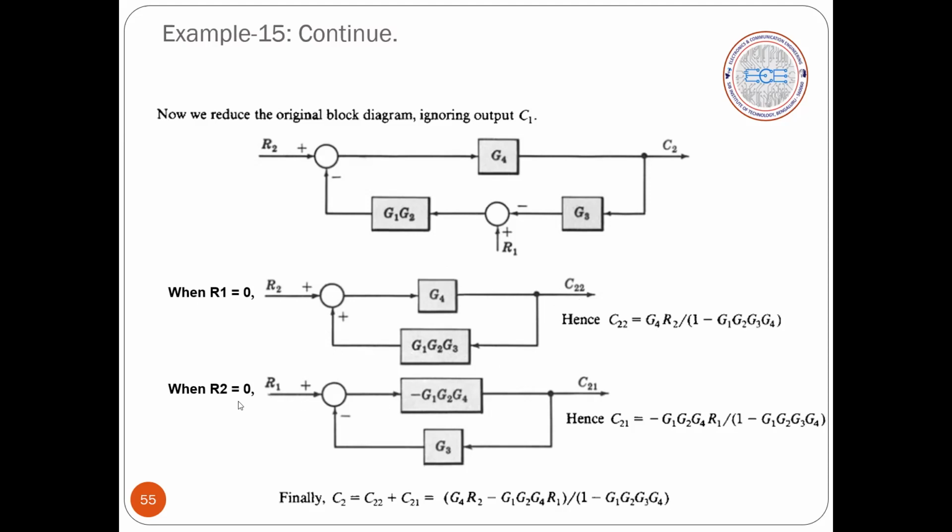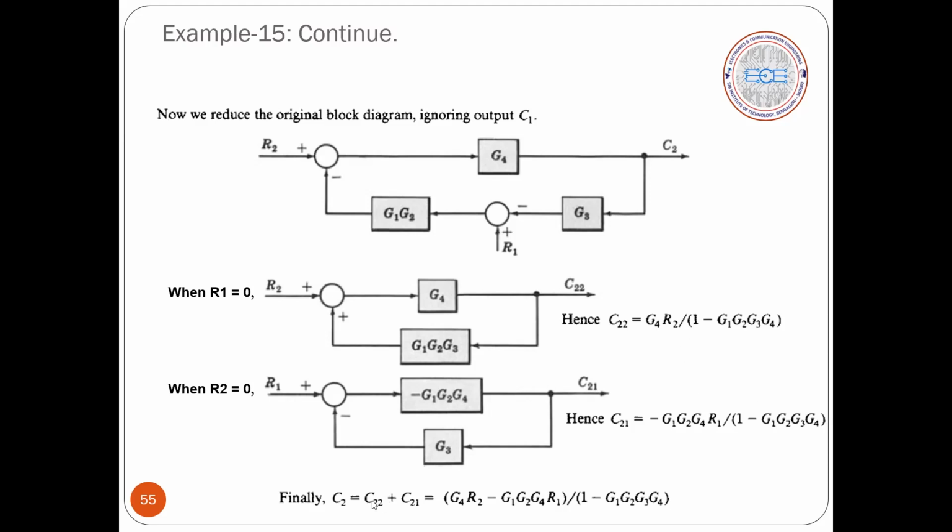Similarly, we will make R2 0. You get R1 input entering here. And this is the simplified reduced block diagram for that particular condition. What is the output we are getting now? It is C2 1. That means we are getting the second output due to the first input. Other parameters are blocked. So this is the expression we have.